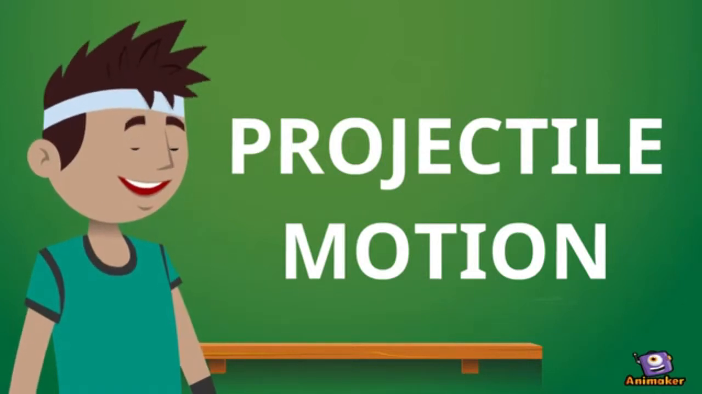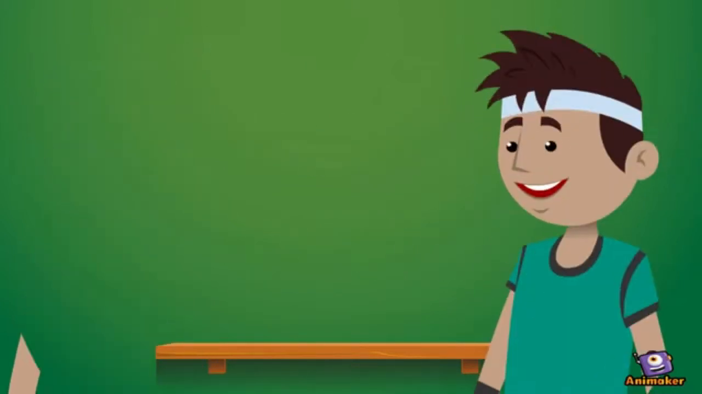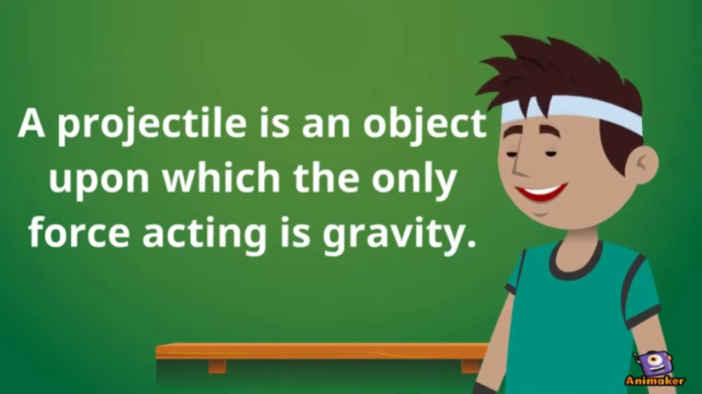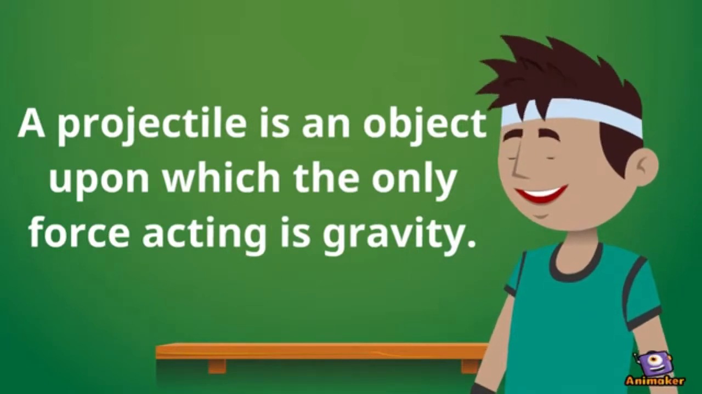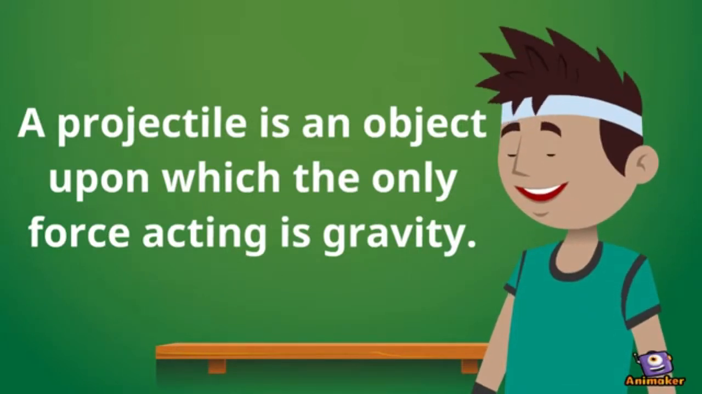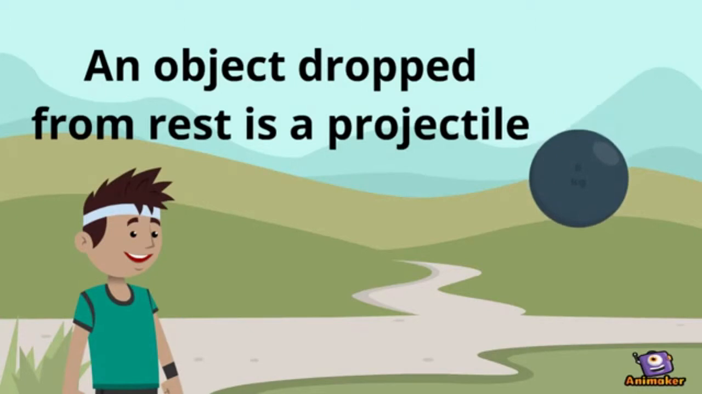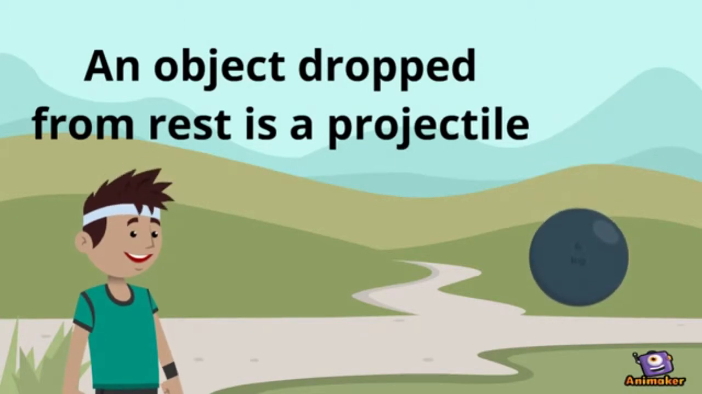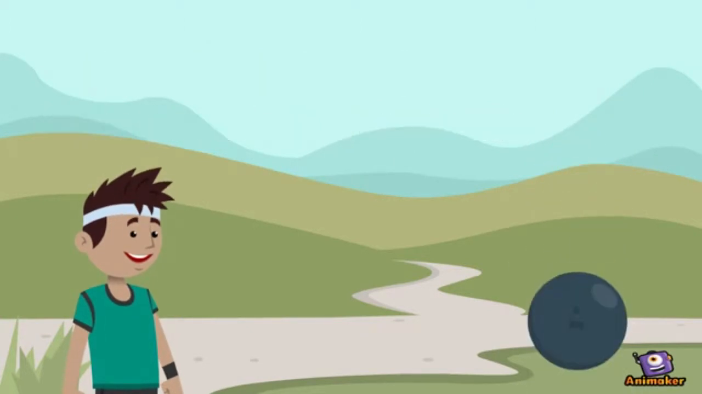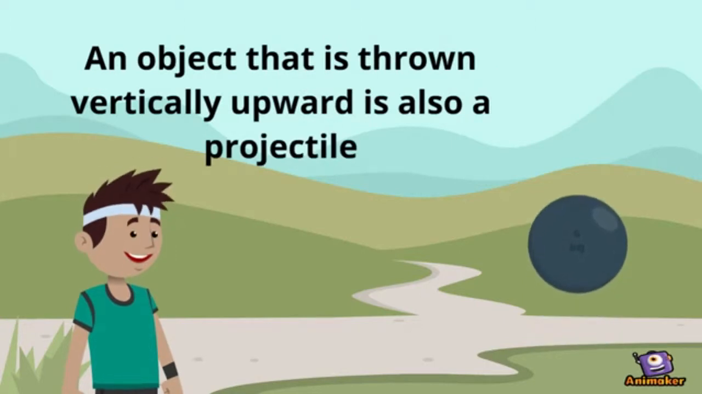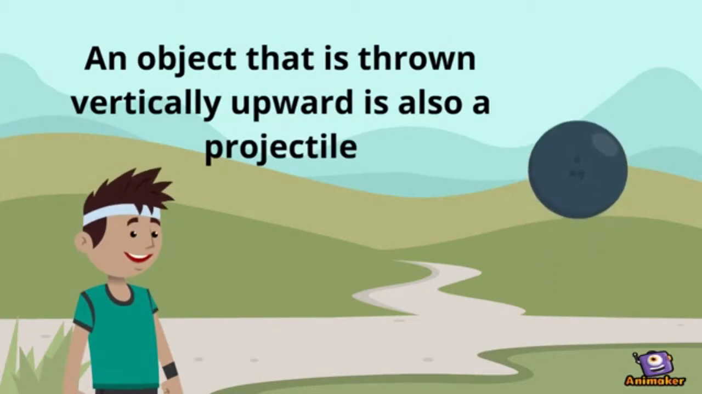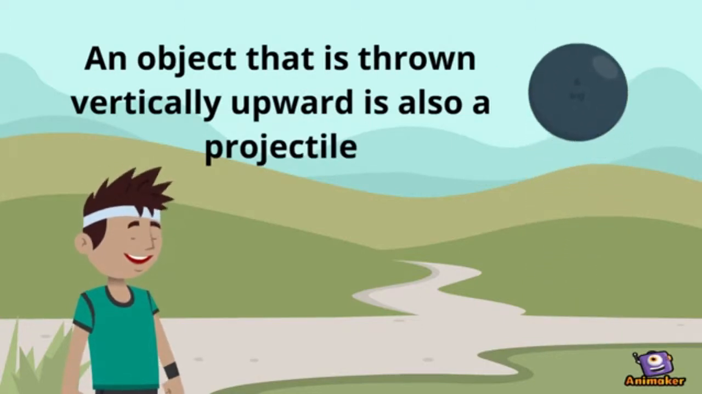Let us first define what a projectile is. A projectile is an object upon which the only force acting is gravity. There are a variety of examples of projectiles and I will explain more of it in the next slides. An object dropped from rest is a projectile provided that the influence of air resistance is negligible. An object that is thrown vertically upward is also a projectile provided that the influence of air resistance is negligible.